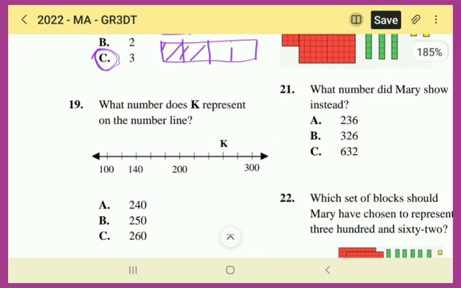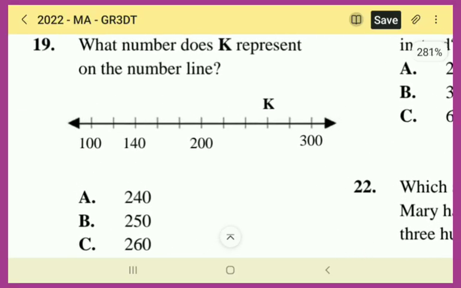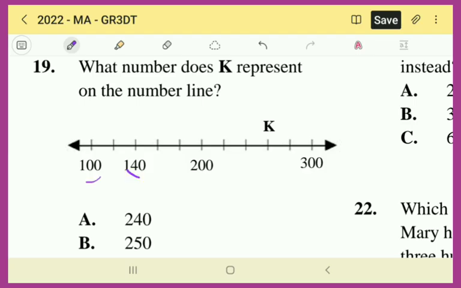This is kind of a little big for grade 3 in my head, but the ministry thinks you should be able to answer that. Number 19. What number does K represent on the number line? All right, so here we have the number line. It's from 100, then they have 140, then 200, then what else should be here, and then 300. All right, so from 100 to 140, you see they added 40. So from 140 to 200, you can see that they added 60, which means that from 200, what should they be adding to 200? Quickly, guys. 40. So we should have 240, and then from that 240, they're going to add 60 to make it 300. Good job.